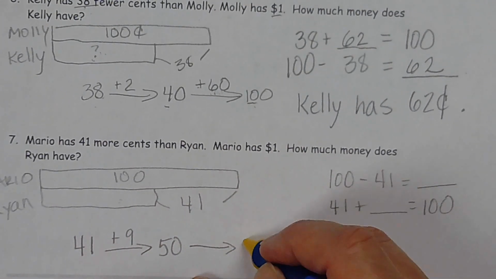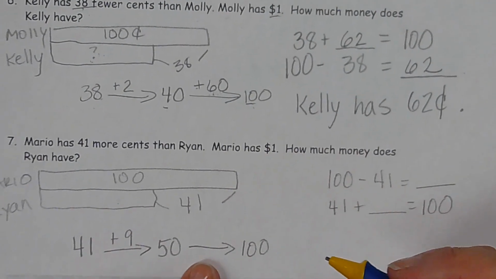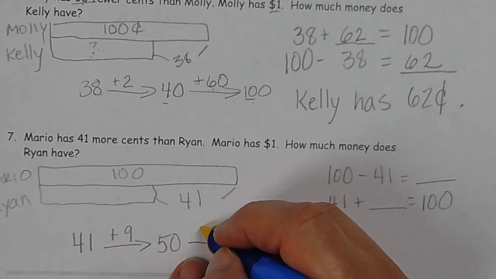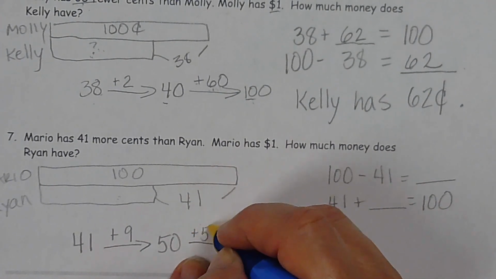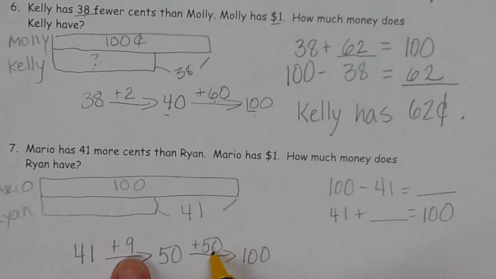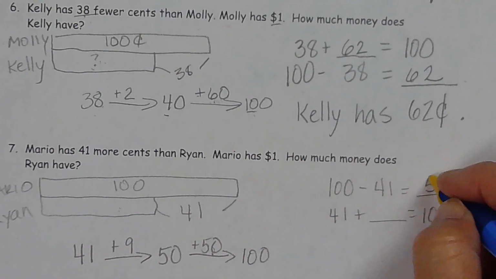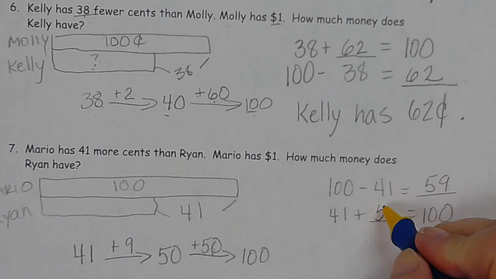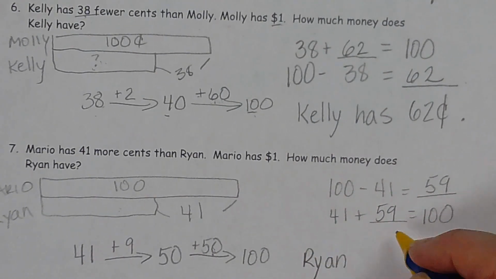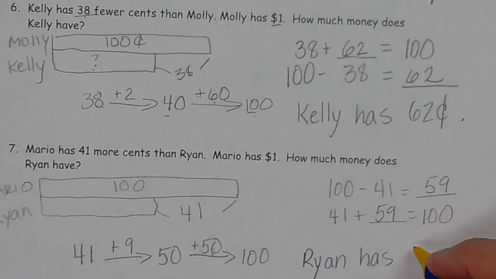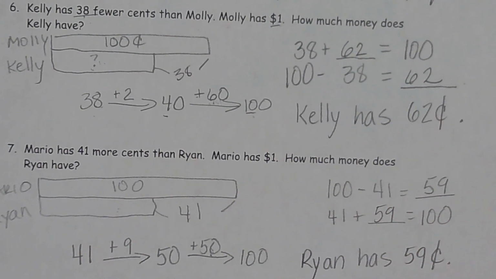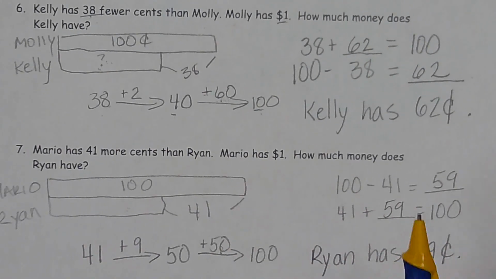Well, that's super easy then. What do I need to add to 50 to get to 100? 5 tens plus 5 tens equals 10 tens or 100. Adding both of those together, it's 59. Ryan has 59 cents.